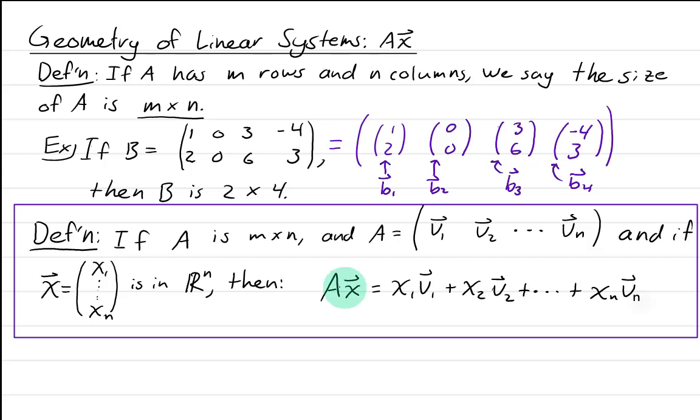Then, Ax is the result of multiplying each of the columns of A by the corresponding entries of x and adding up the results. In other words, Ax is a linear combination of the columns of A using the entries in x as weights.